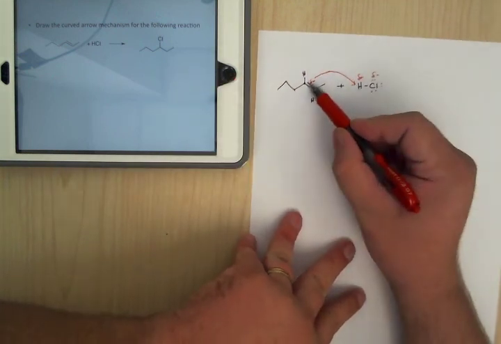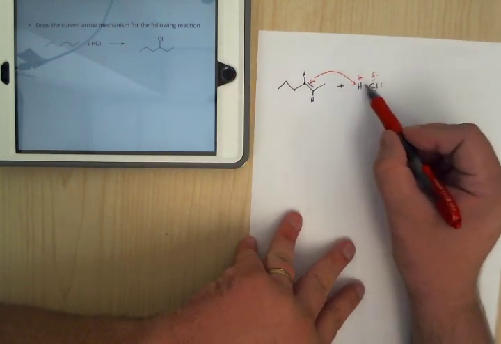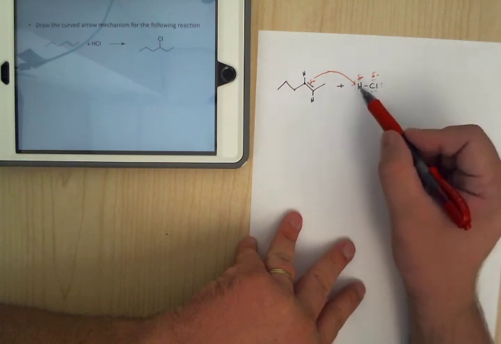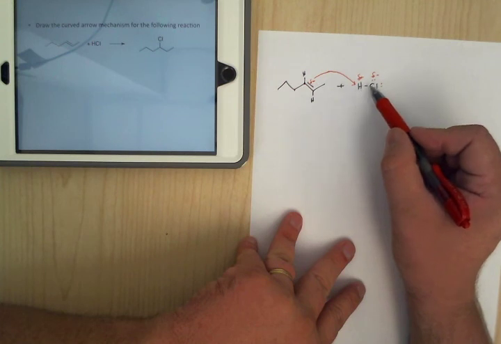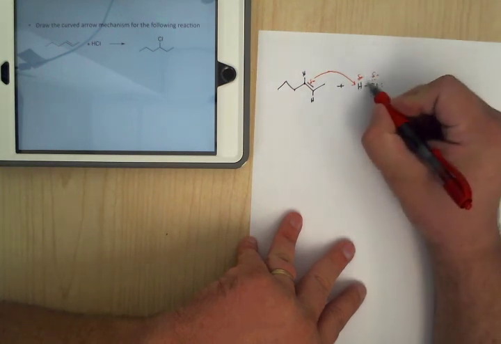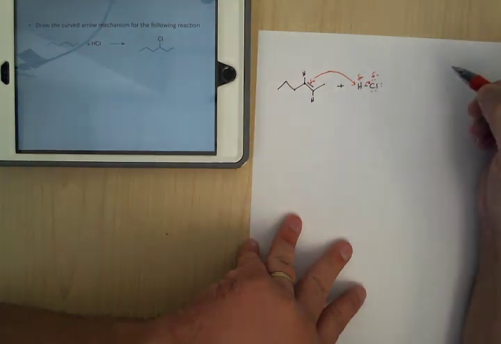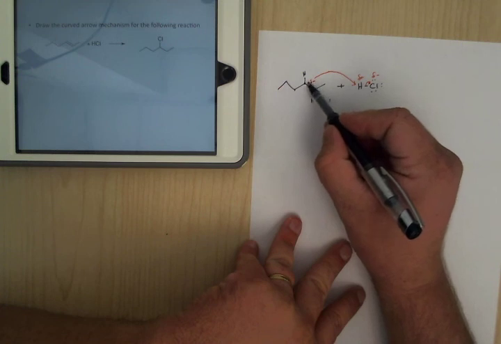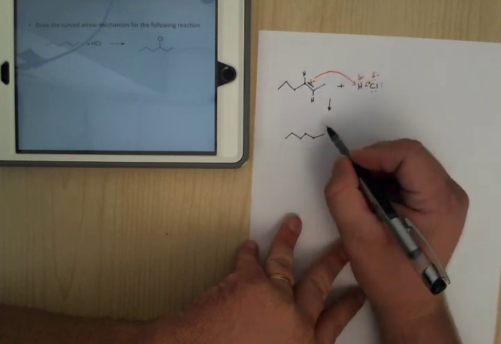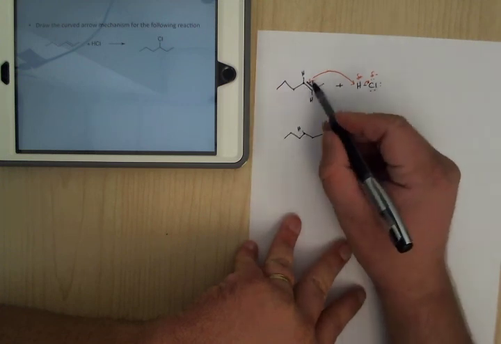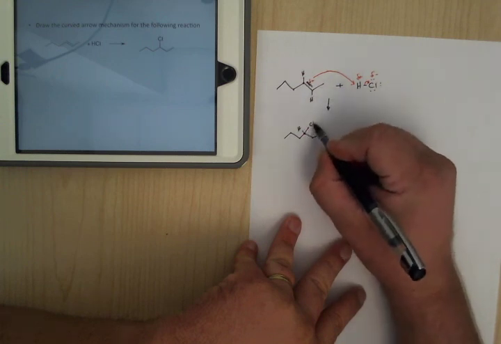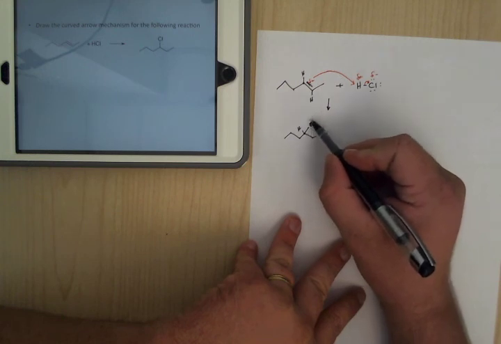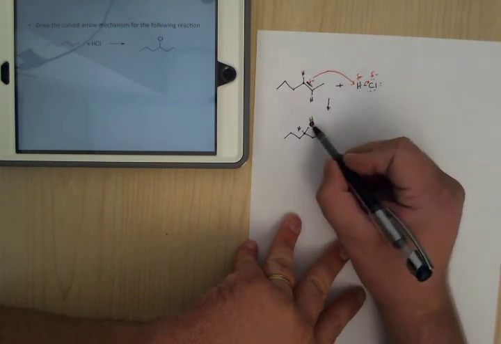So here we go. It's going to take these two electrons here and make a bond with the hydrogen. Hydrogen only wants one bond, so it's got to get rid of these two electrons here. So what it does is it pushes them onto the chlorine there. So you end up with this. So that bond there becomes this bond there. So this double bond here becomes this chlorine, hydrogen. This becomes the hydrogen.